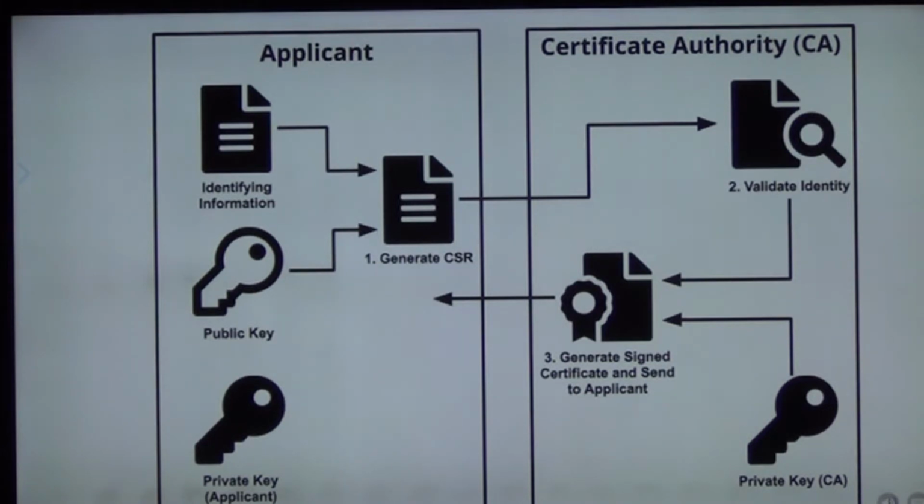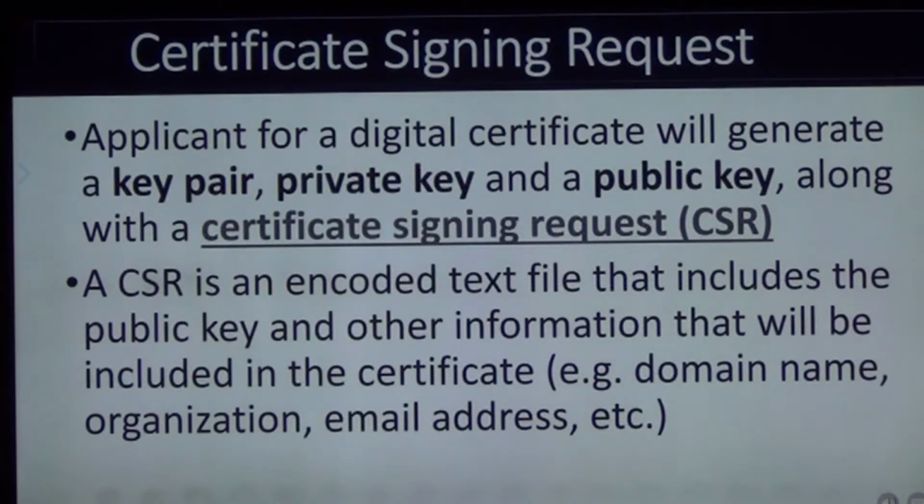Okay, and we'll see different use cases of what happens when a person wants to attack. Okay, so the application for a digital certificate will generate a key pair.